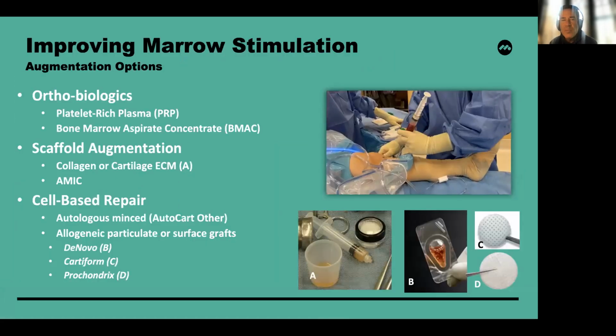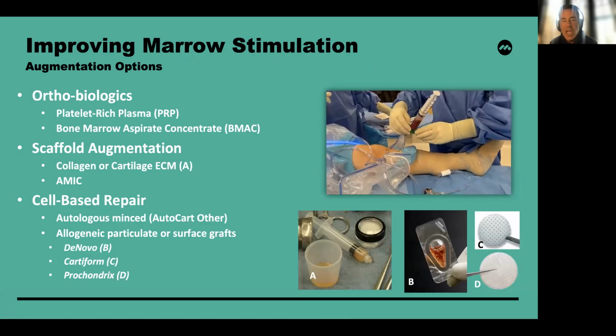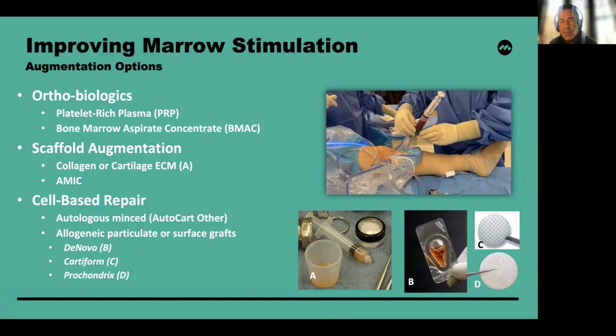There's other ways to improve marrow stimulation. Orthobiologics such as PRP and bone marrow aspirate, scaffold augmentation with collagen or extracellular matrix, the AMIC procedure, which is commonly performed in Europe, and cell-based repair such as minced autologous tissue, and even some surface allogeneic options as you see here.